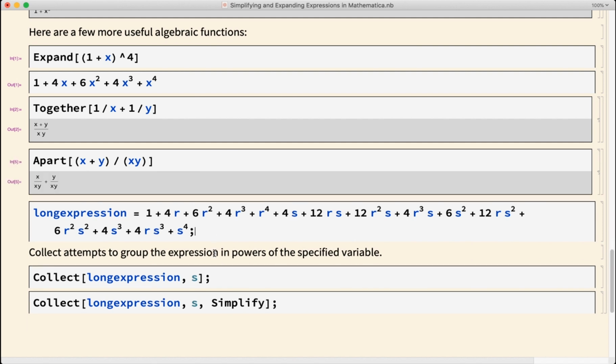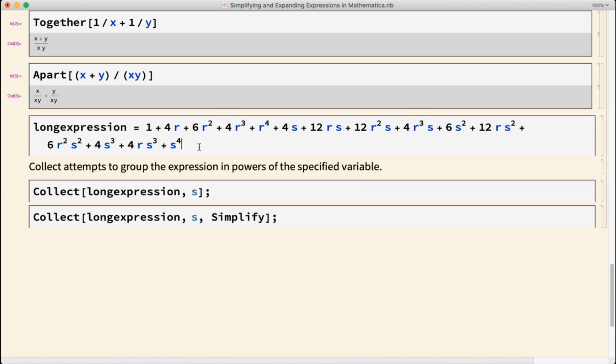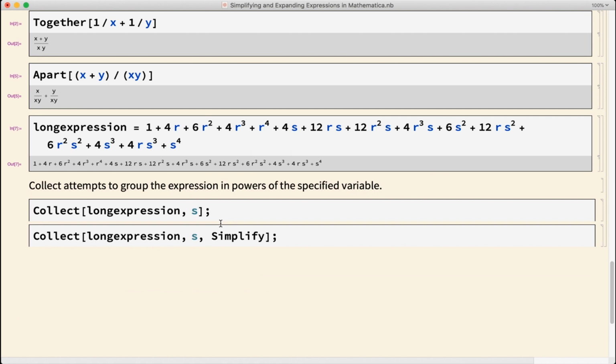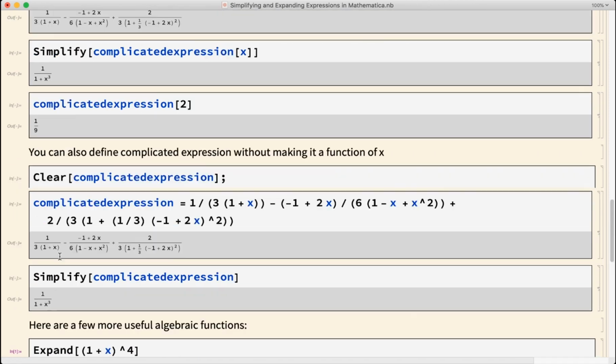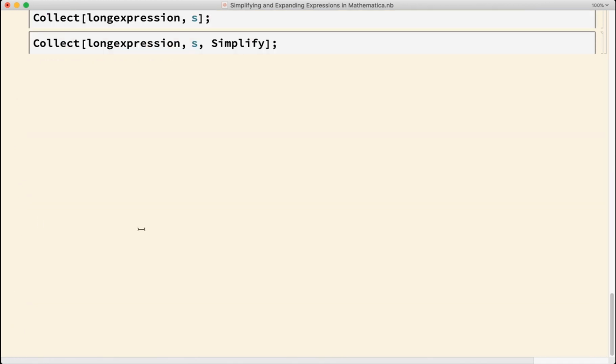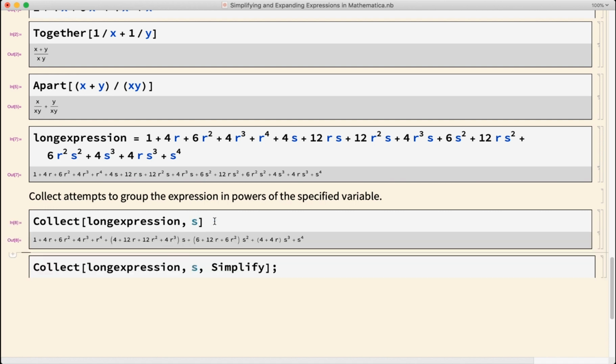Here's another example, a very long expression of things that are r times r to different powers. Let me go ahead and show you what that looks like. And here it's going to collect terms. It's going to try to take a bunch of terms added together and collect them into fewer terms, kind of like it did in this example here, where you had 3 terms and it collected it into one. Same with up here. But it's saying collect terms according to this variable s, so in powers of the specified variable.